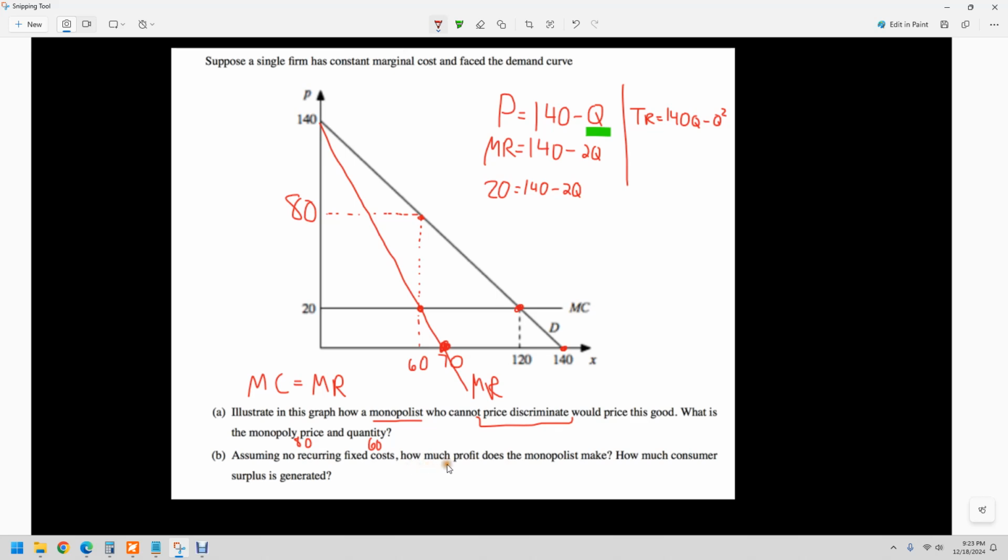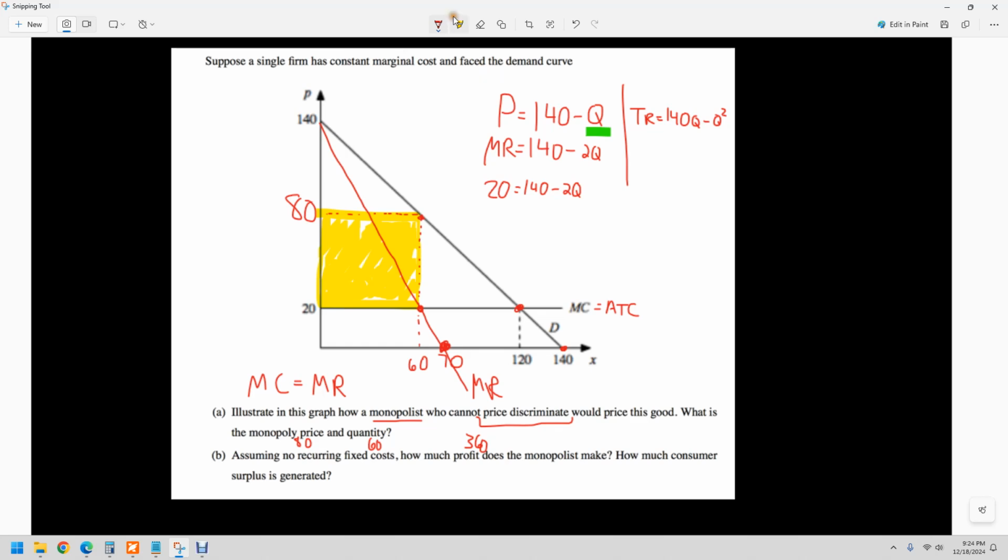It says assume no recurring fixed costs, so this is also equal to our average total cost. How much profit does the monopolist make? It's going to be the area of this right here. It's the per unit profit, which is 60, because that's 80 down to 20, times 60 units. So 60 times 60 would be 3600.